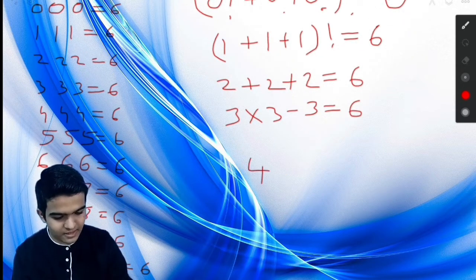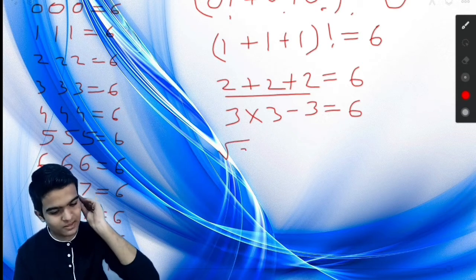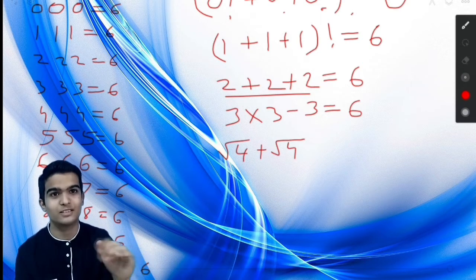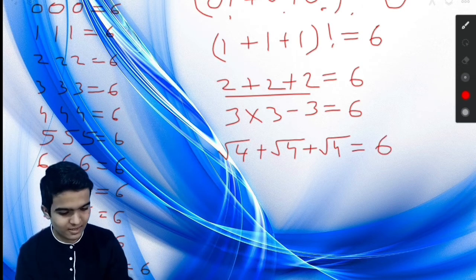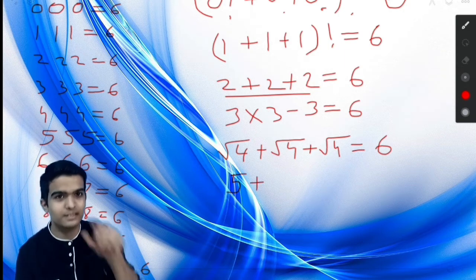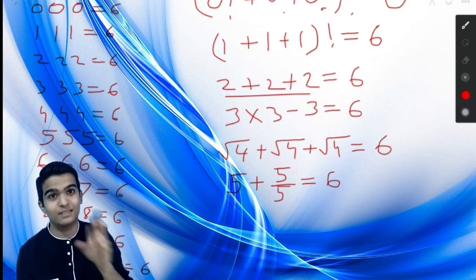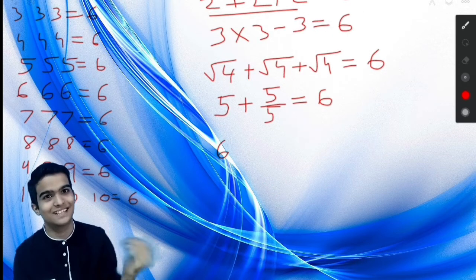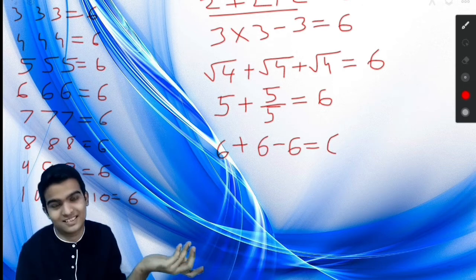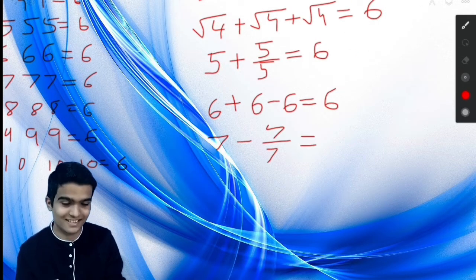For 4, the root of 4 is 2, so root 4 plus root 4 plus root 4 is equal to 6. That is also easy. Then next is 5. For 5 we can do 5 plus 5 upon 5, which is 5 plus 1, that is 6. The next is 6 plus 6 minus 6, which is 6. And 7 minus 7 upon 7 is also 6.